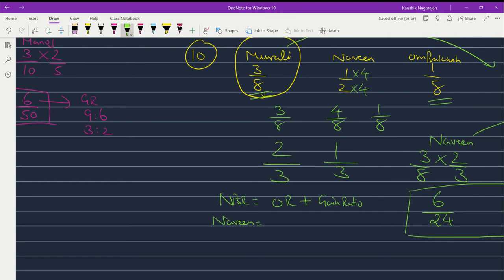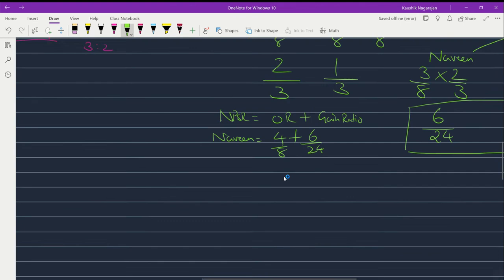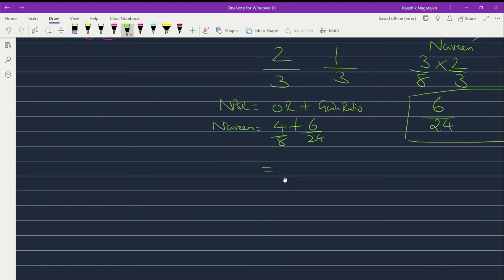Now I just want to do for Naveen. For Naveen, the old share is now 4 by 8 plus the new share is 6 by 24. When I add this, I should take LCM for 8 and 24, which will be 24. Now 8 threes are 24, 4 threes are 12, plus 24 ones are 24, and 6 ones are 6. So this gives me 12 plus 6 is 18 by 24.